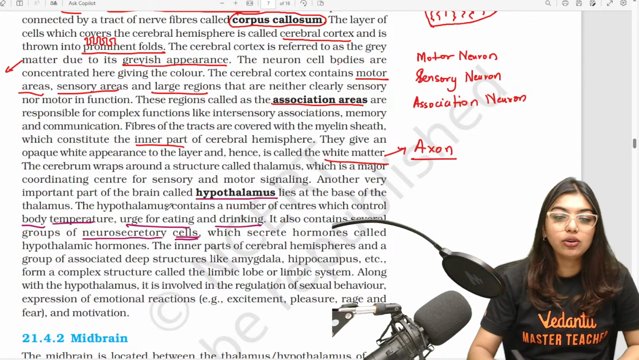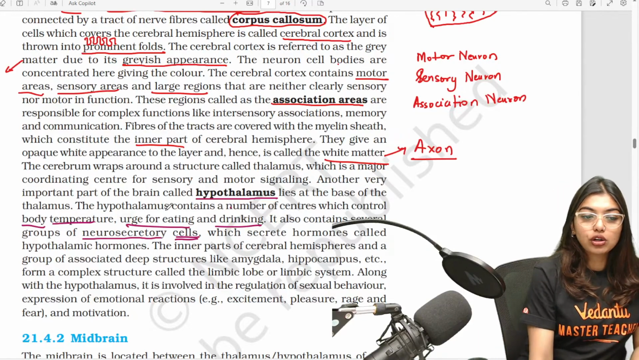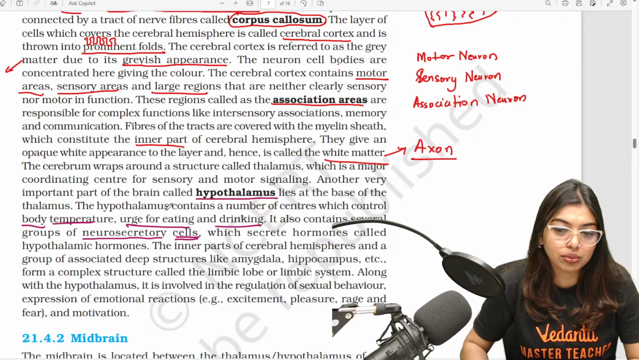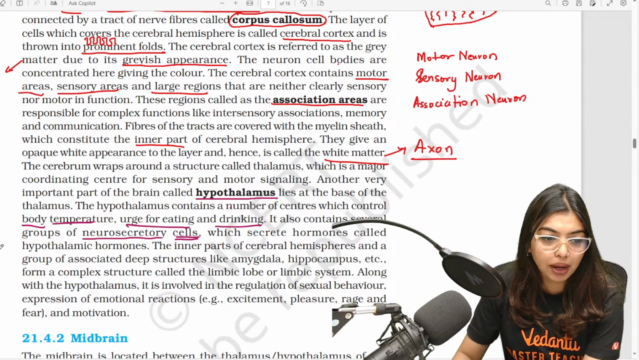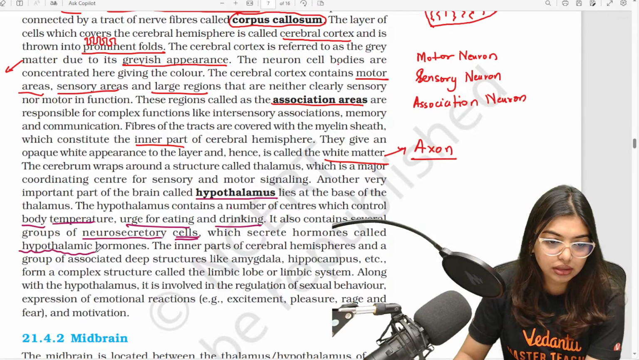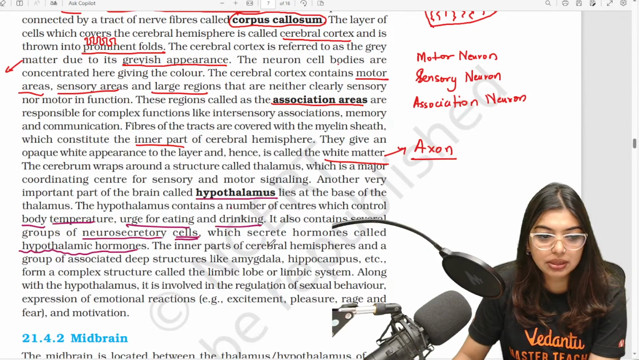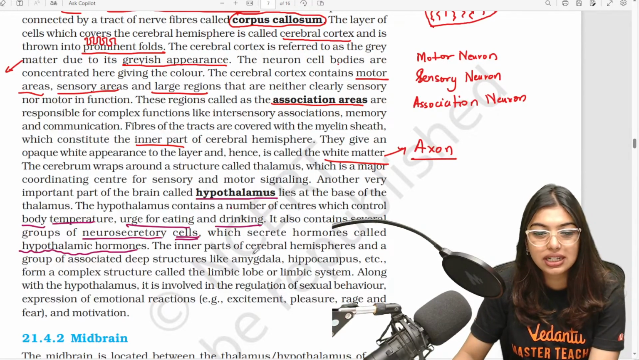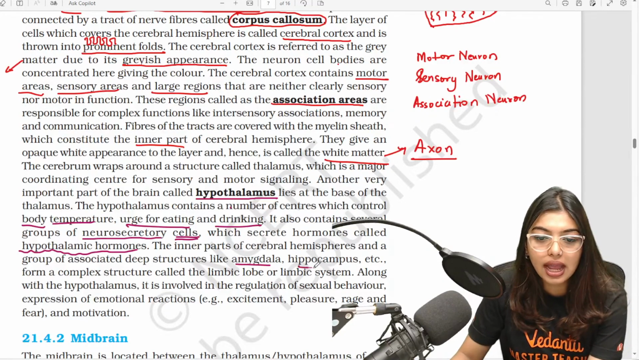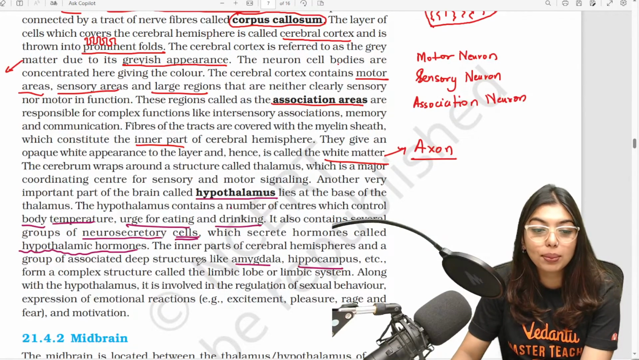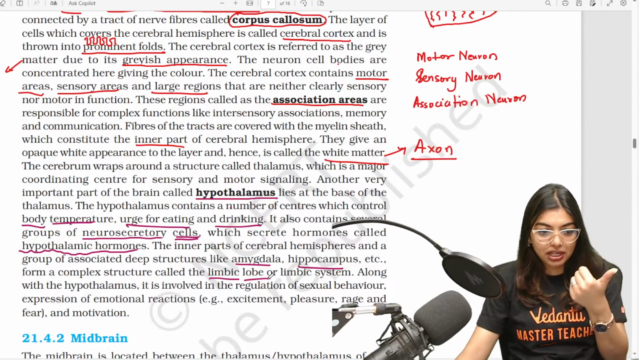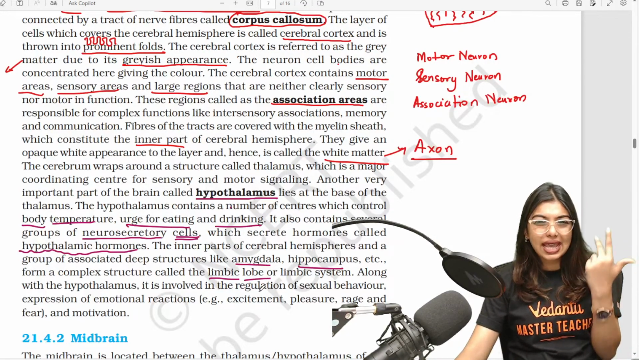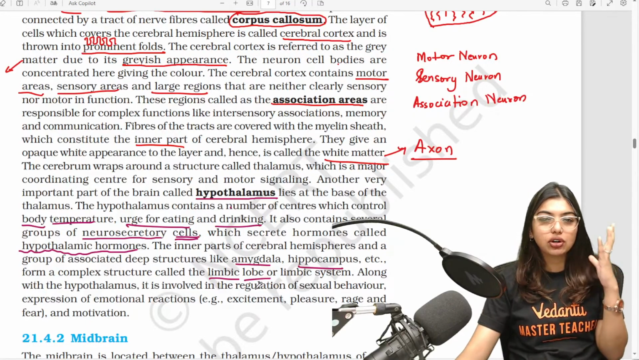Yes. Now, which secretes hormones called hypothalamic hormones. Okay, what are they going to release? Hypothalamic hormones. The inner part of the cerebral hemispheres and the group of associated deep structures like your amygdala and hippocampus form a complex structure called the limbic lobe, which is responsible for sexual behaviors, expression of emotions, excitement, pleasure, rage, fear, motivation.